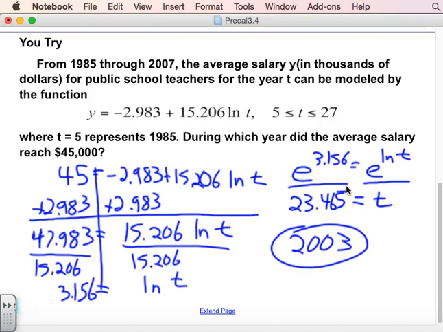Now, again, the question is, during which year did the average salary reach $45,000? Well, 23 is not a year, right? It's not the year 23, obviously. We got to remember that t equals 5 represents 1985. So if t is 23, that's 18 years later. So 18 years after 1985 would be the year 2003. So 2003 is the year that the average teacher's salary reached $45,000.